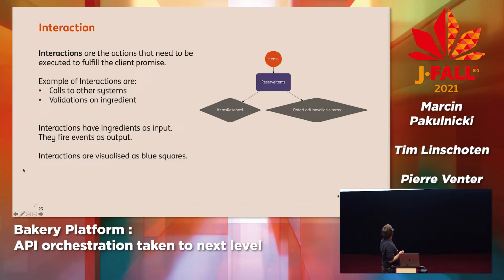Then the final one of the reusable components, the interaction. These are the actions that need to be executed to fulfill the client promise. So these are the backend calls, opening of the account, checking the age, like we saw before.